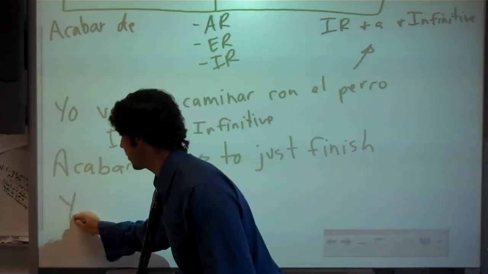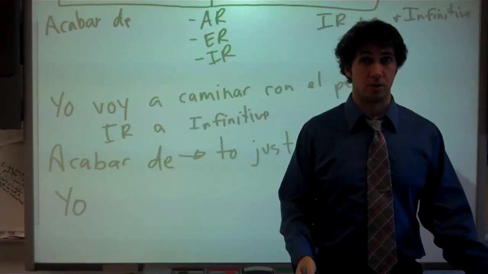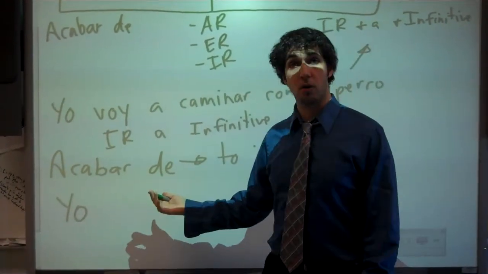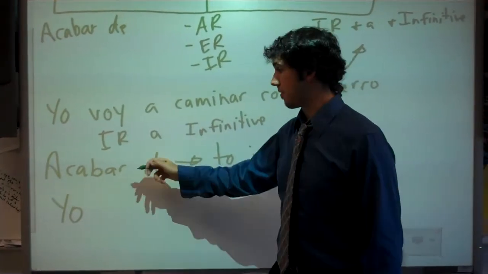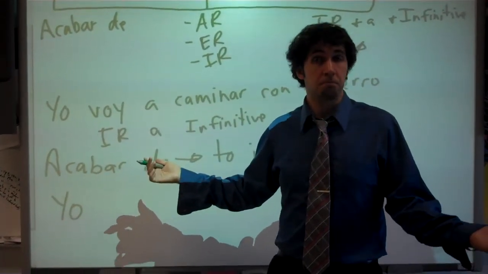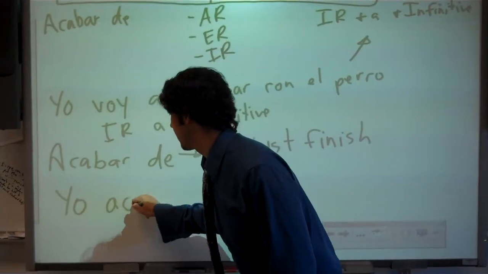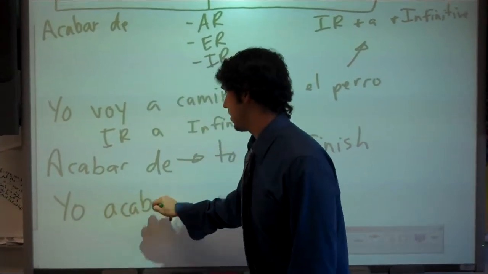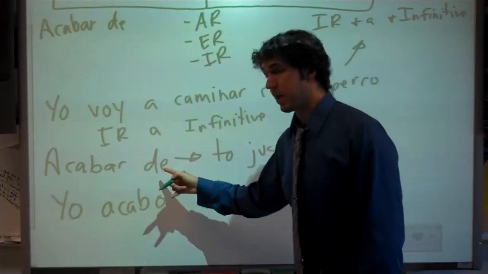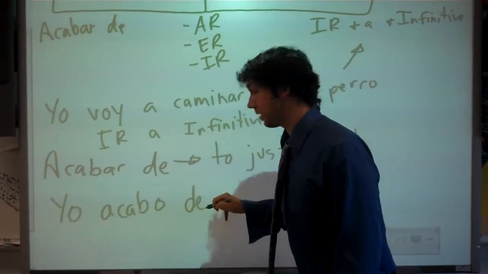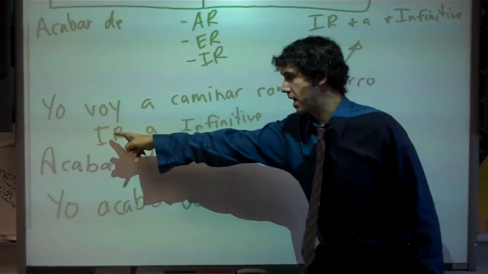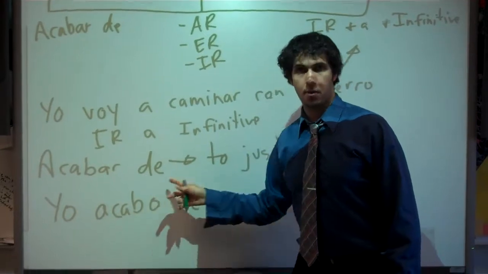So if we put it in the yo form, the natural way that we would deal with acabar in the yo form would be chop off the AR and add what? The o. Yo acabo, and then we have our connector de. Similar to what we had with ir plus a, now we've got acabar plus de.